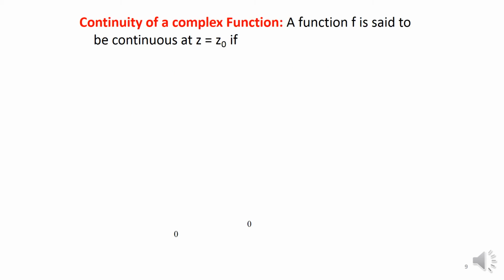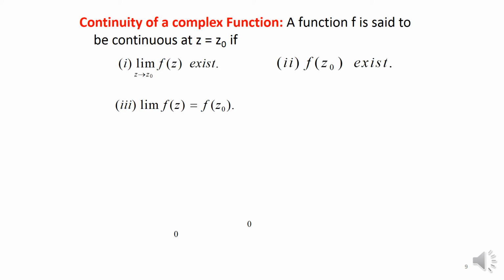Continuity of a complex function. A function f is said to be continuous at z = z0 if the following three conditions are satisfied. First, limit z tends to z0 of f(z) exists. Second, f(z0) exists. And third, when z tends to z0, limit f(z) = f(z0). So if these three conditions are satisfied, the function is continuous.